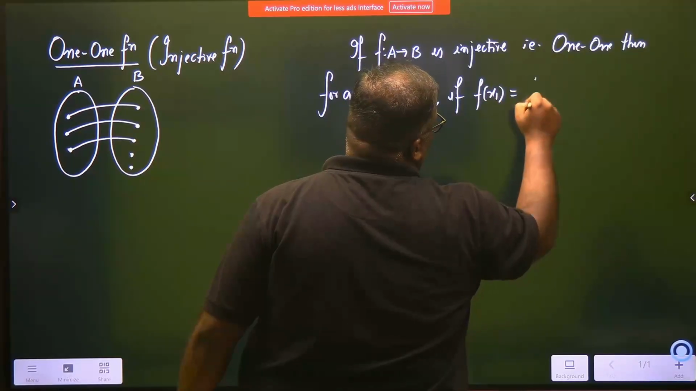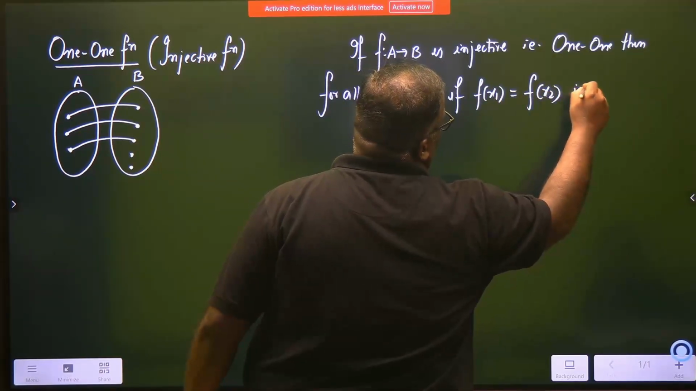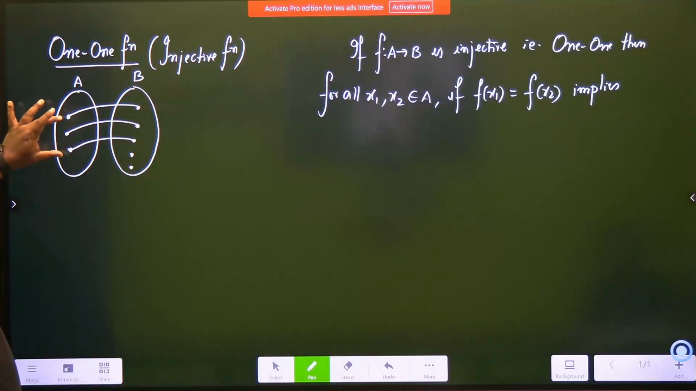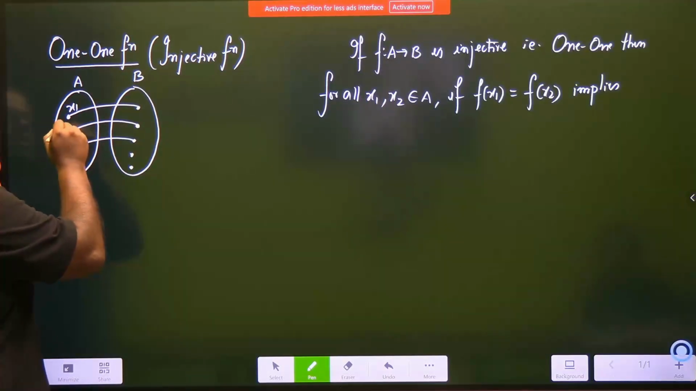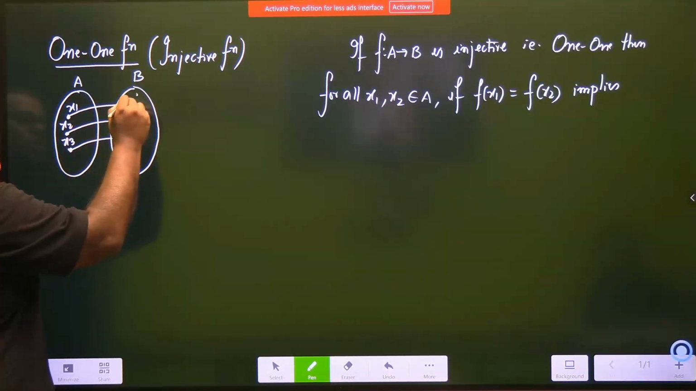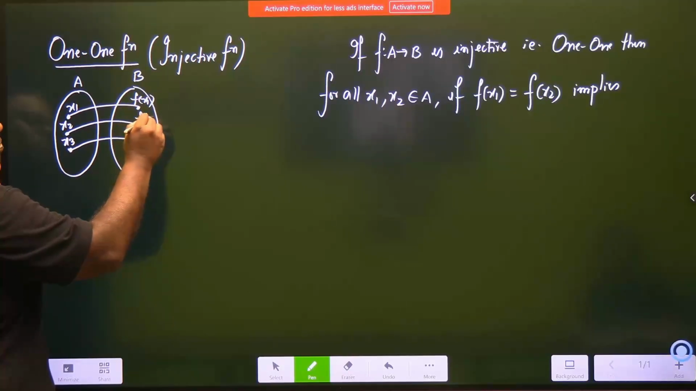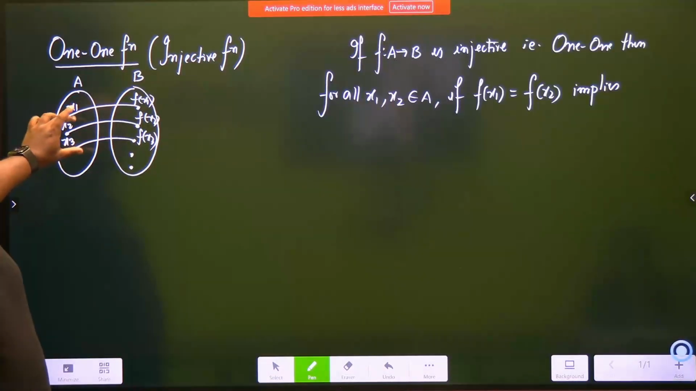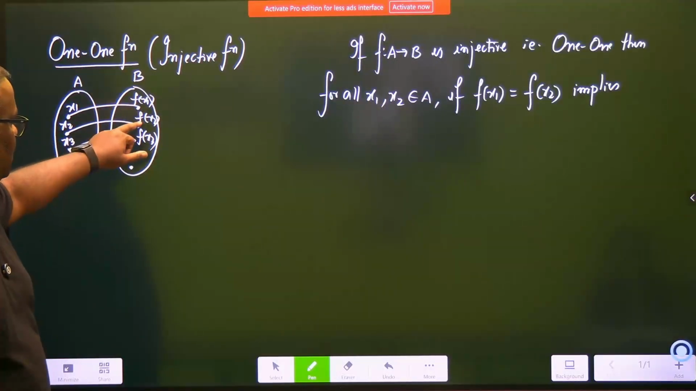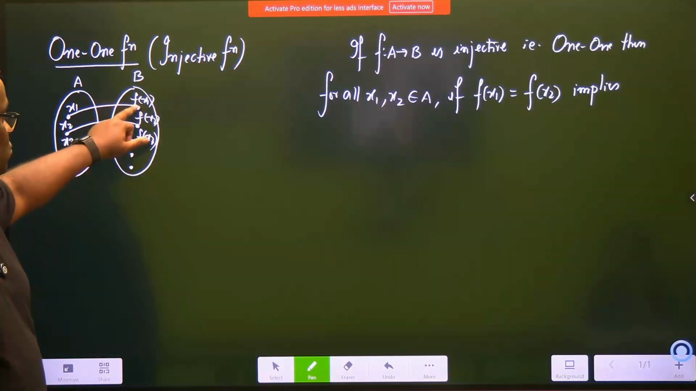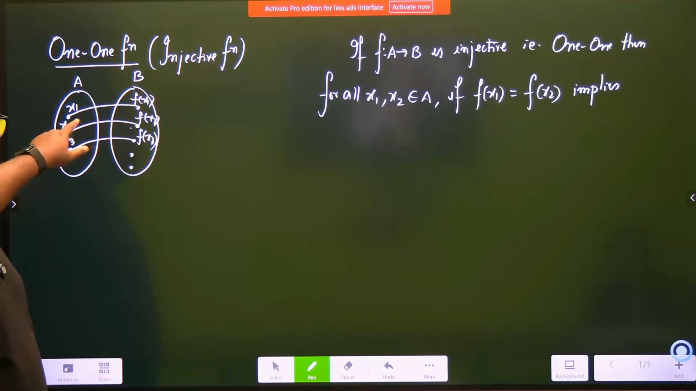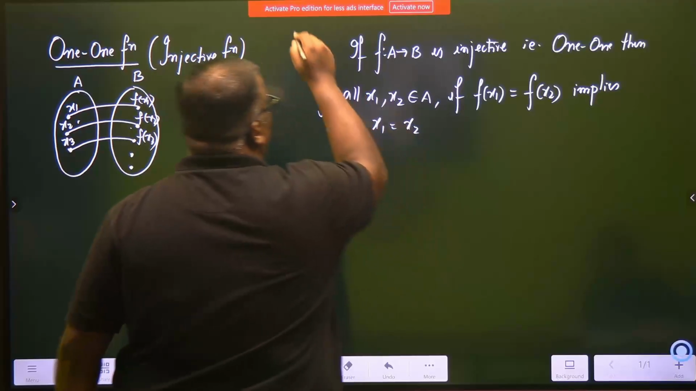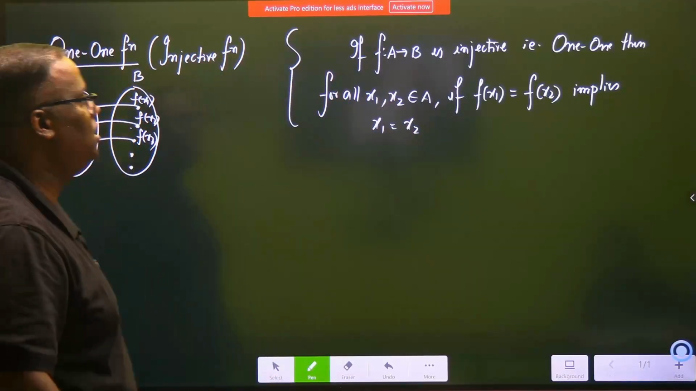If f(x1) has been found equal to f(x2), implies, okay, children, try to understand, for all x1, x2 belonging to A, this is x1, this is x2, this is x3, each of them should have distinct mappings, f(x2), f(x3), okay? For all x1, x2, x3 belonging to A, if you find that f(x1) and f(x2) are equal, then it is understood that these two are also equal. Clear? Okay. Implies x1 should be equal to x2.